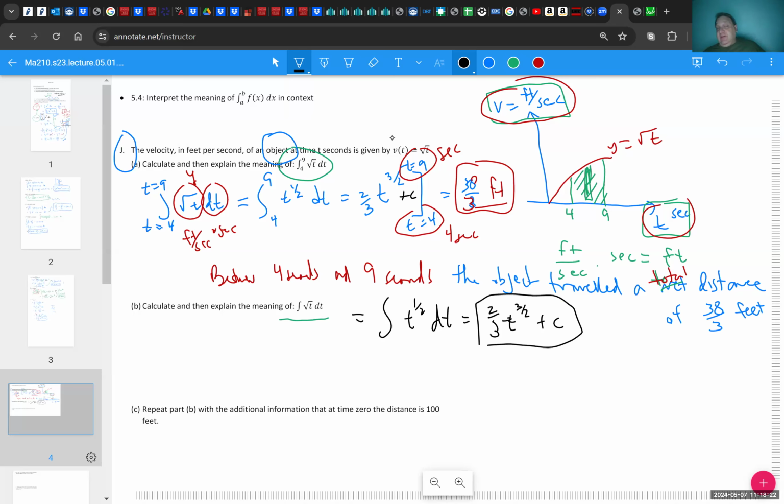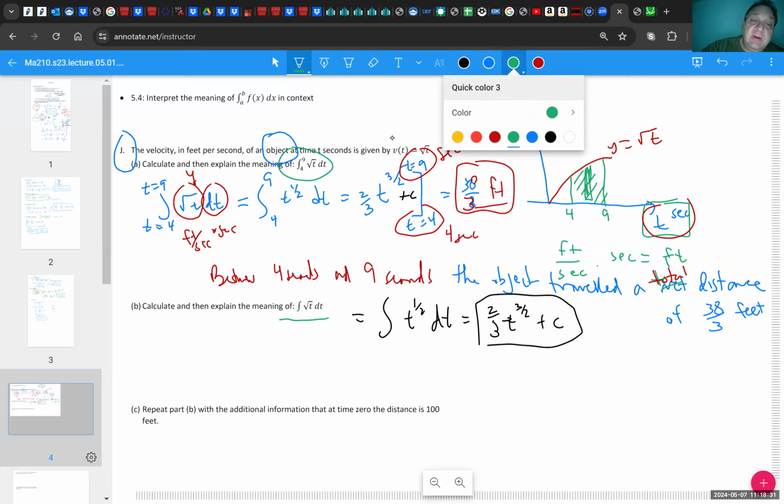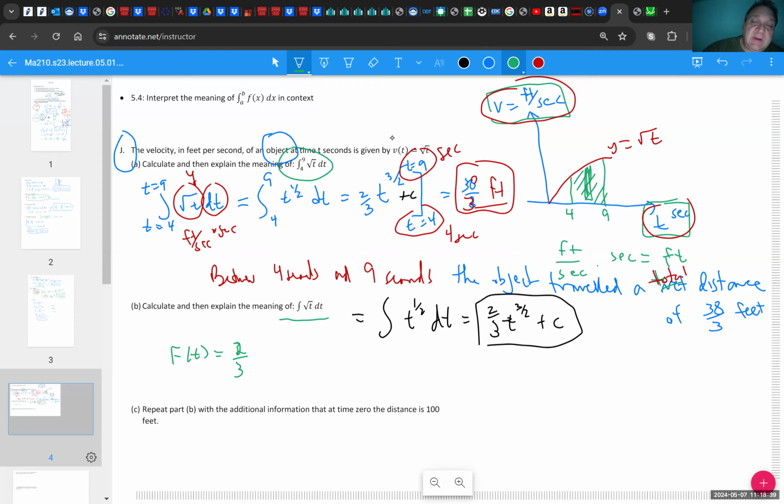Well, this is a function. More specifically, it's the antiderivative function. So what do we have here? We have this function. So this function here, I'll just call it capital F(t), 2/3 t to the 3/2 plus c is the function, and I'm going to leave a little space there, whose derivative equals square root of t. So that's basically all we're saying.